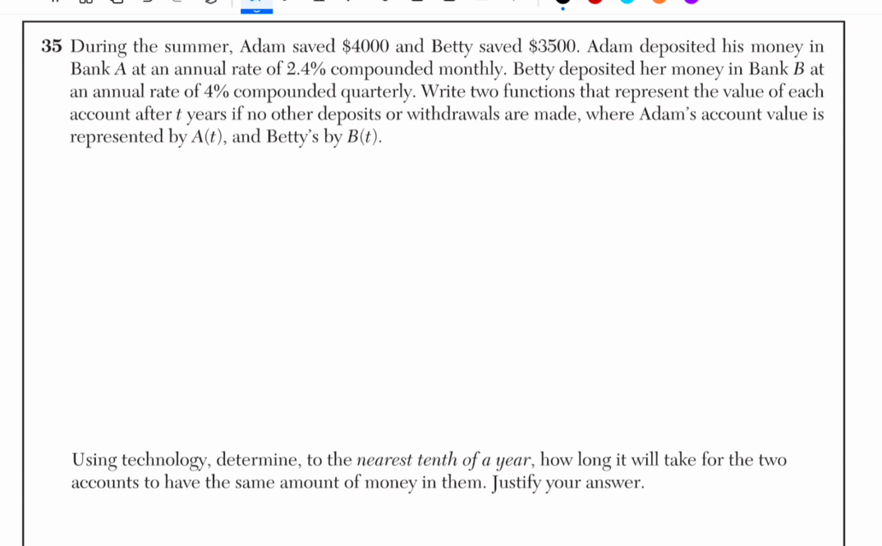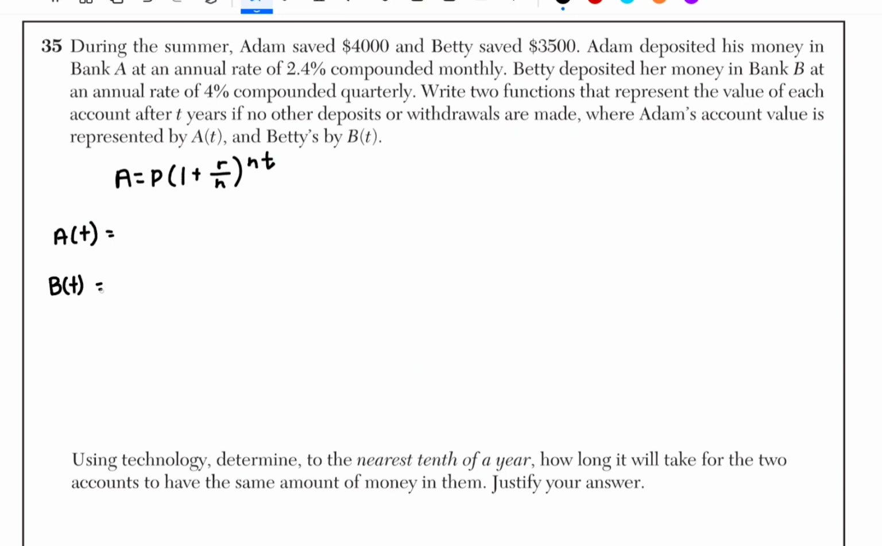So we're using our compounded formulas. So again, to remember what we said, our compounded formulas are, we have A equals P(1 plus r over n)^(nt). So r is the annual rate, n is how often it compounds, like whether it's monthly, quarterly, or annually, and then t is just the time or how long it takes. And so we rewrite this for Adam with A(t) and Betty with B(t).